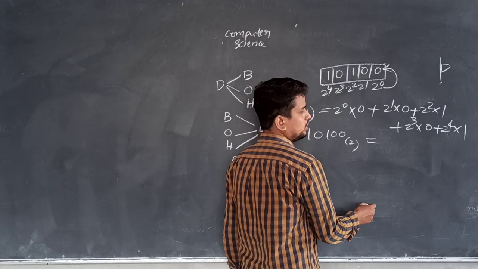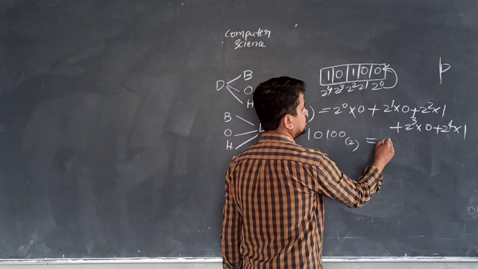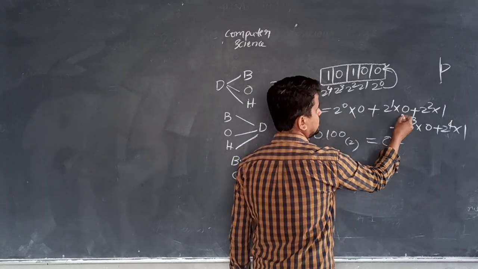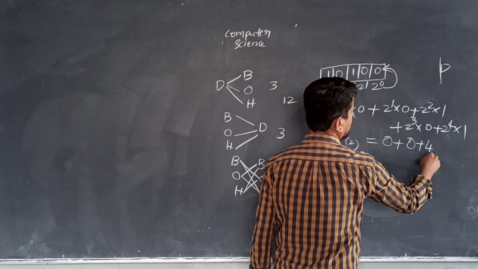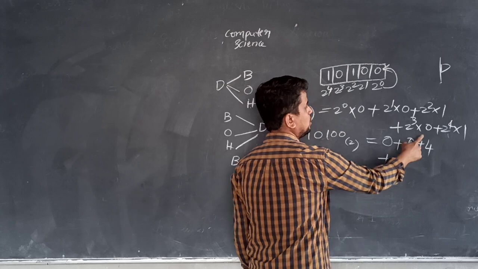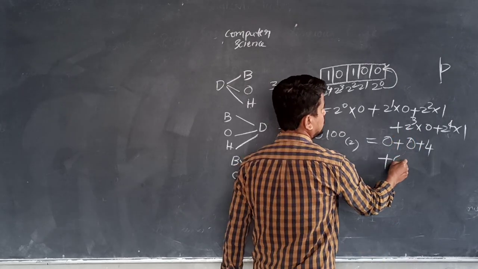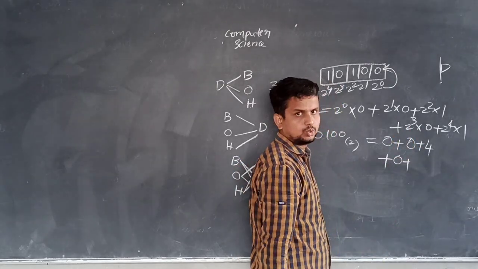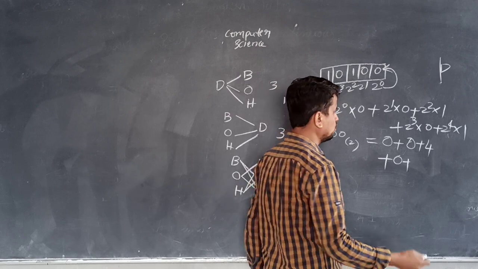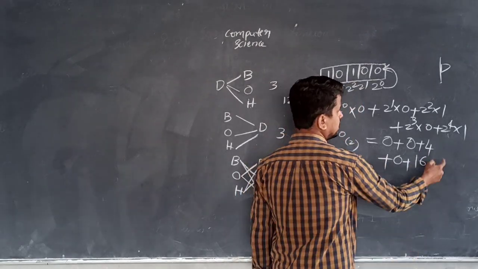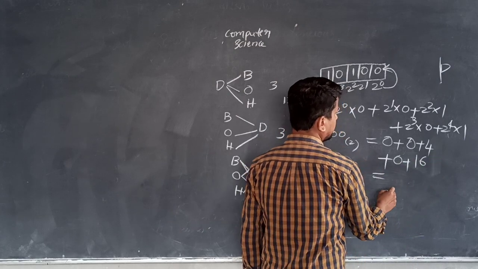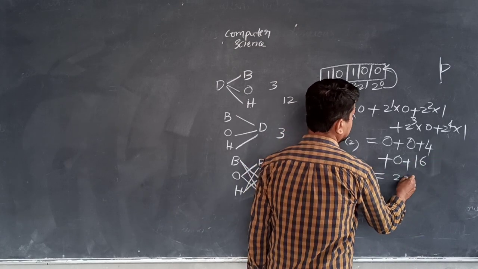2 power 0 into 0. 0 into anything is 0. 0 plus 0 into anything is 0. That means 0 into 0. Plus 2 square, how much? 2 square is 4. 4 into 1, 4. Plus 0 into 2 cube means 0. So 0 plus 2 power 4 means what? 2 into 2 into 2 into 2. So 16. Answer is 16. 2, 4 times. 16 into 1, 16. So 4 plus 16, what is the value?